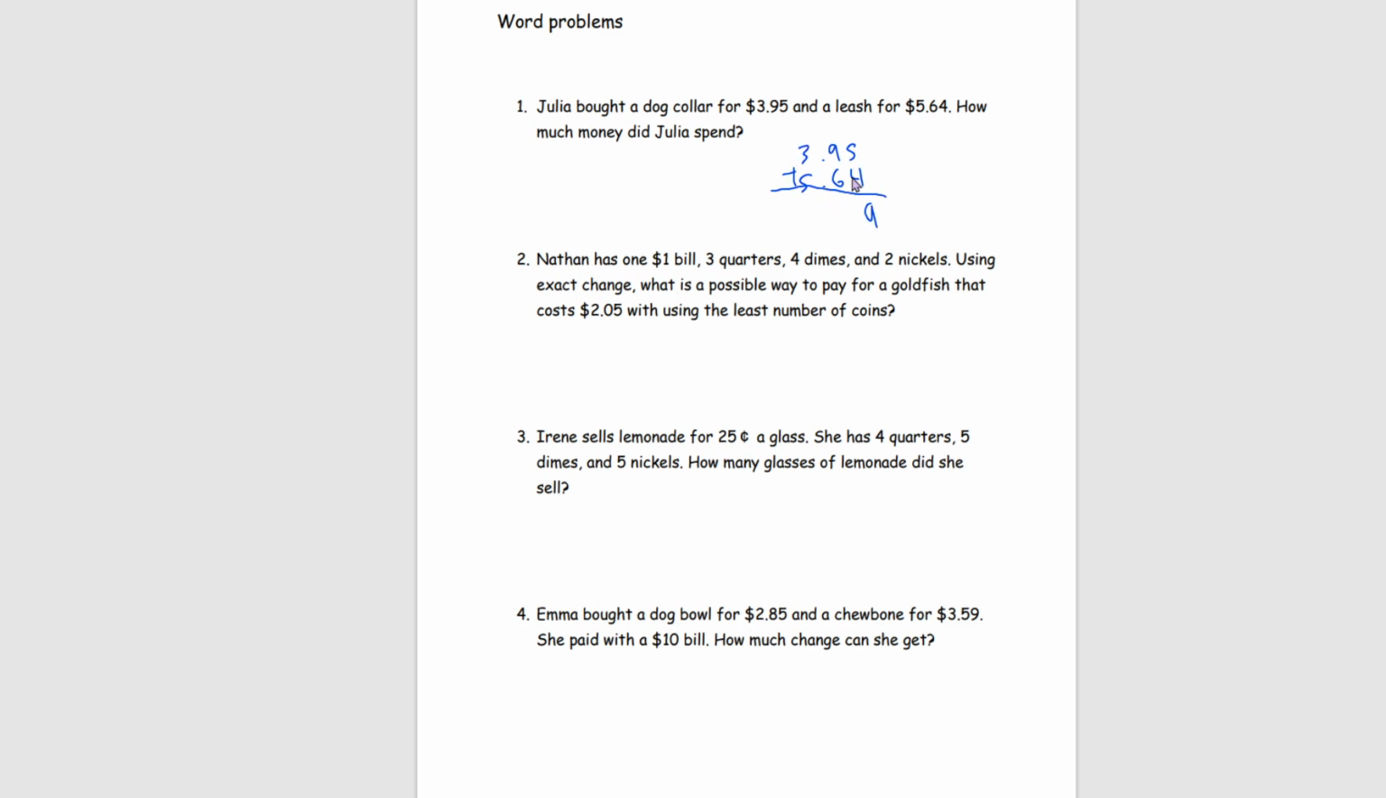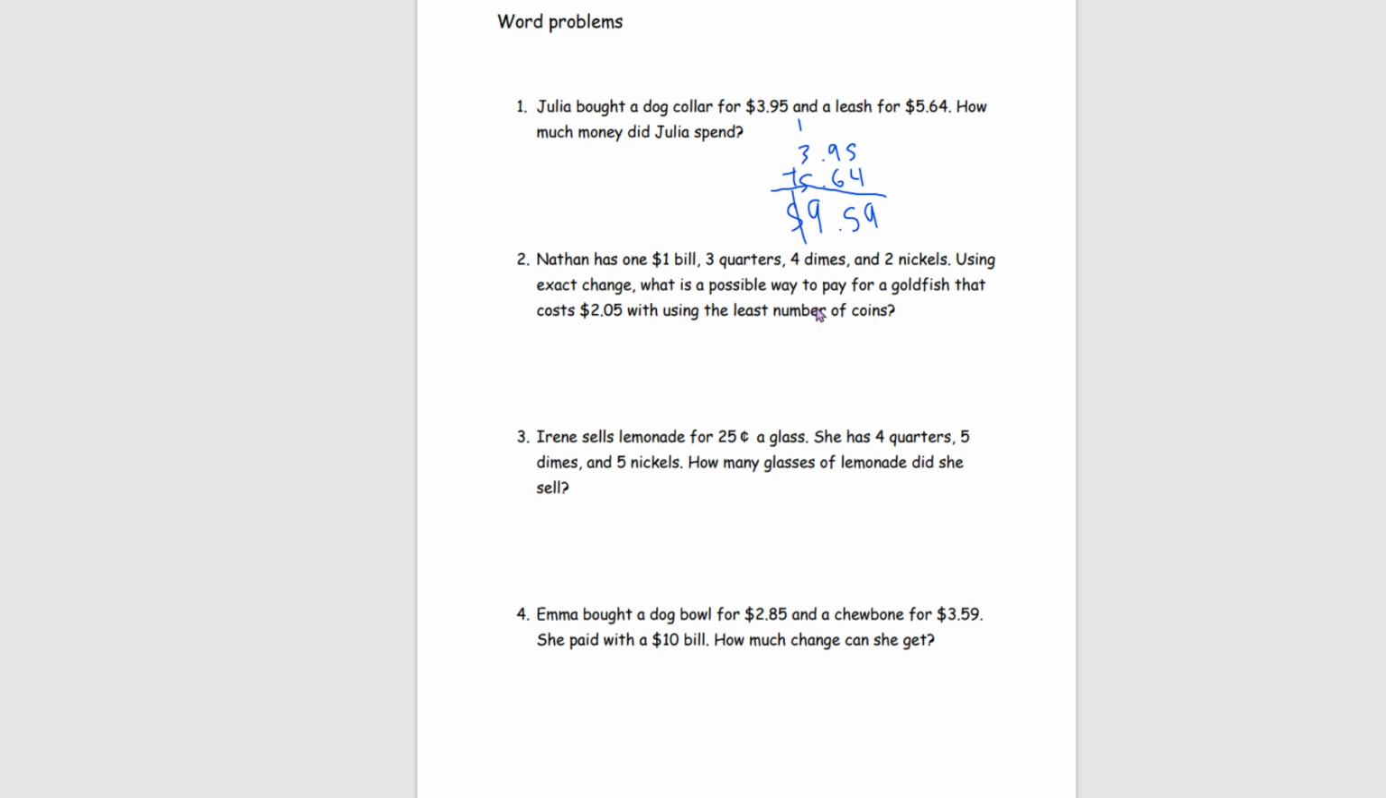So we get a 9. 9 plus 6 is 15. We put a 5, carry the 1 over. And then 3 plus 5 is 8, plus 1 is 9. So she spent $9.59. For number 2, it says Nathan has one $1 bill, 3 quarters, 4 dimes, and 2 nickels.